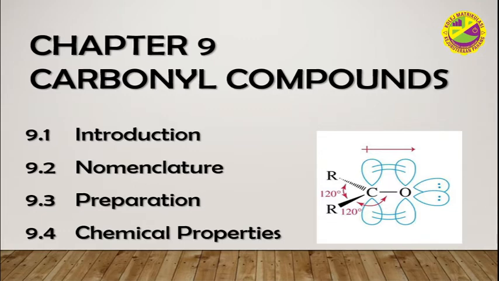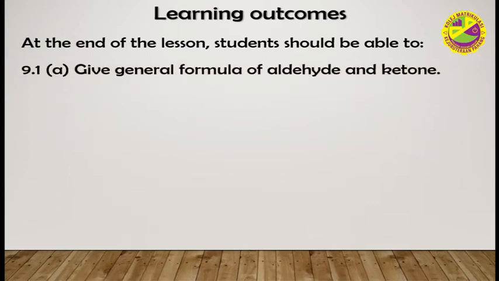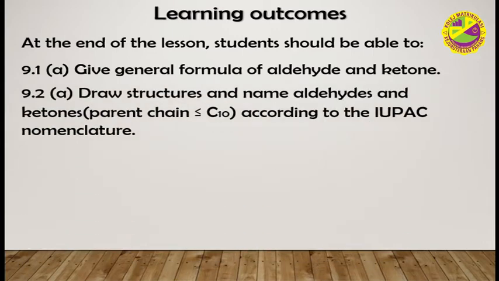Chapter 9 Carbonyl Compounds. There are 4 subtopics in this chapter. In this video, we are going to cover 9.1 Introduction and 9.2 Nomenclature. At the end of the lesson, students should be able to first give the general formula of aldehyde and ketone, and second, draw structures and name aldehydes and ketones for the parent chain of carbon less than or equal to 10 according to the IUPAC nomenclature.